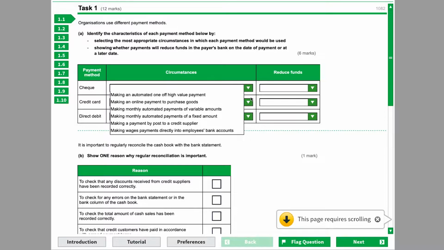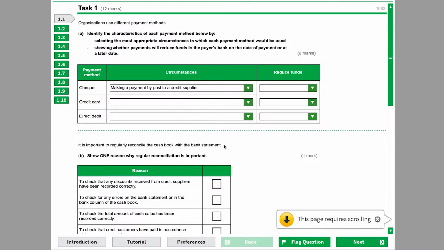But let's just rule out the last option just to make sure, which would be making a wages payment directly into an employee's bank account. Well, although possible, there would be far more efficient ways of doing that, and therefore the most appropriate method would be option number 5. So next, when would it reduce funds? Well, we have 2 options here, and for a cheque it takes time to clear and therefore would leave the bank on a later date.